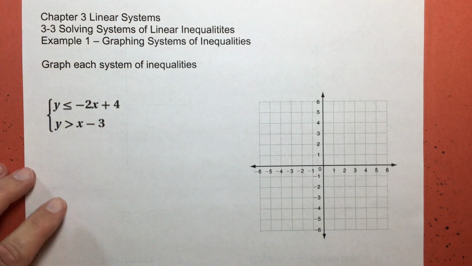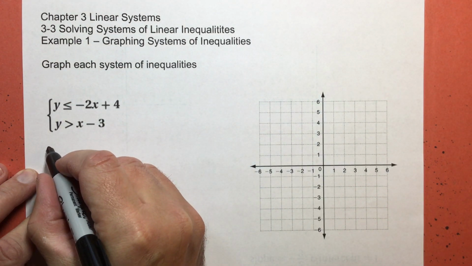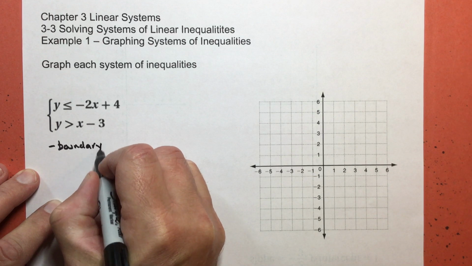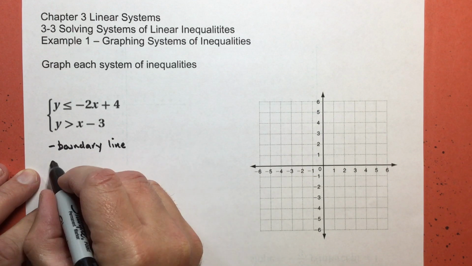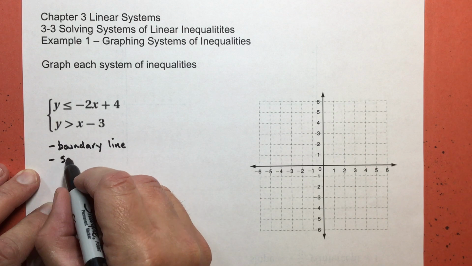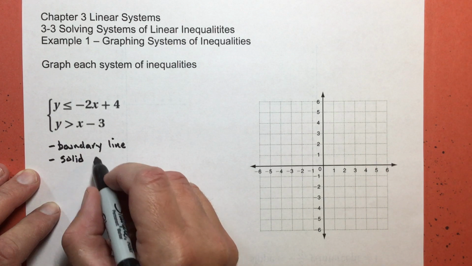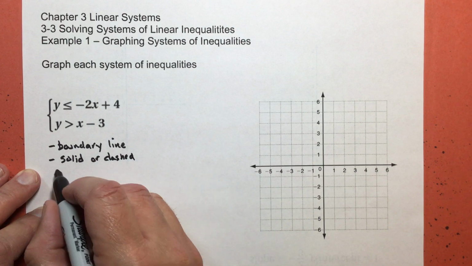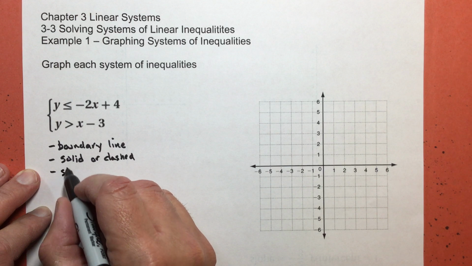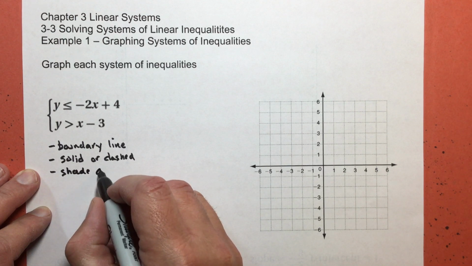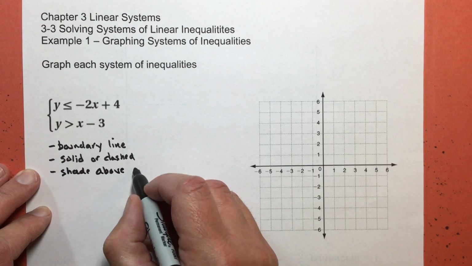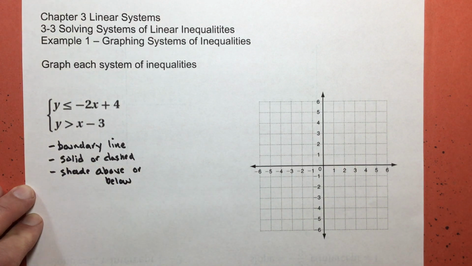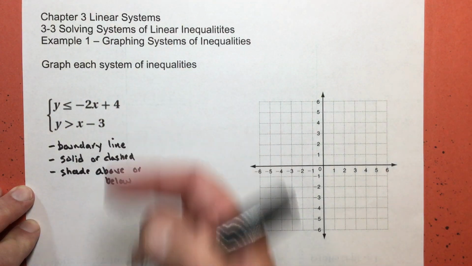Here's what we remember from doing it the first time. We need to figure out where we're going to graph the boundary line. We need to figure out if that boundary line is solid with no breaks or dashed, and what that means. And we need to figure out if we're going to shade above the line or below the line. The only difference between what we did before and what we're doing now is that we're going to do it with two of them.